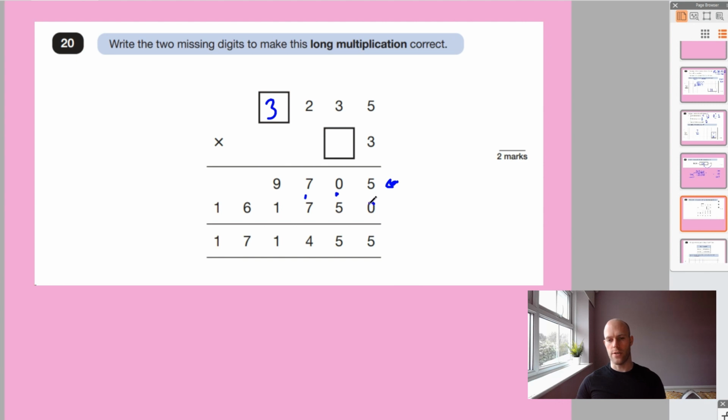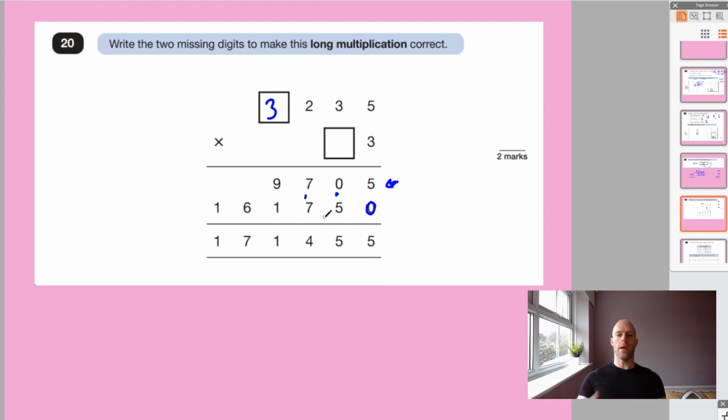So we put our little magic 0 in there. Good. And then something times by 5 is a 5. So you could consider a 1 in there, but if we did put a 1 in there, it's not going to work carrying on, because then we've got 1 times 3. I'd be expecting 3 there, and I don't have it.